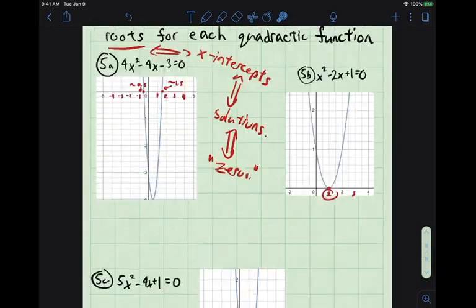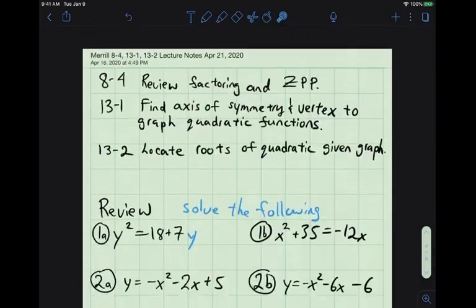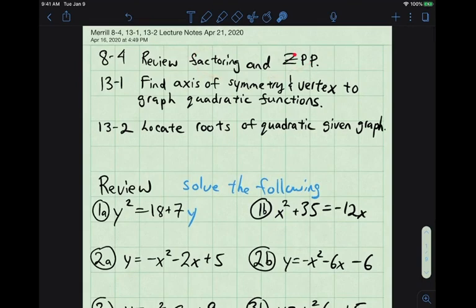So going back to the very beginning, we reviewed factoring for one of them, realized that we can't do it all the time. We went over negative b over 2a for the x-axis of symmetry, or the x-coordinate of your vertex. Okay, remember that. Then we sketched graphs based on that information, and then we located roots of a quadratic given the graph.